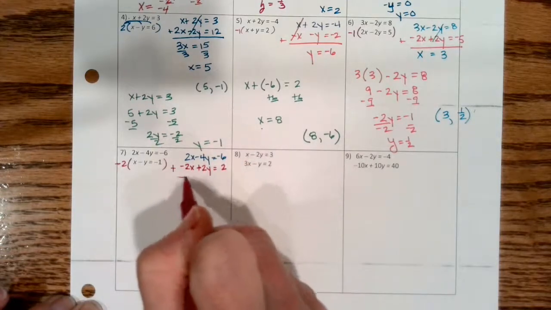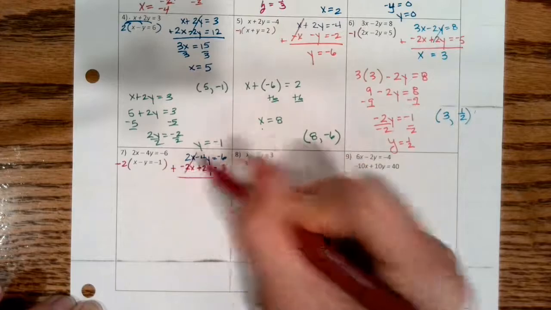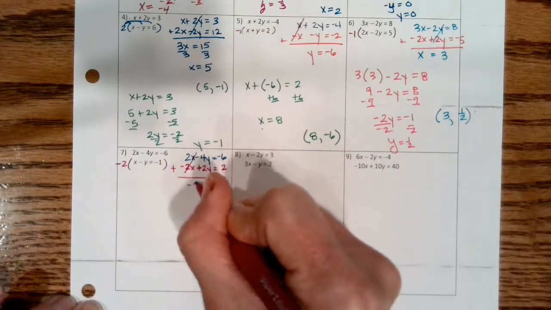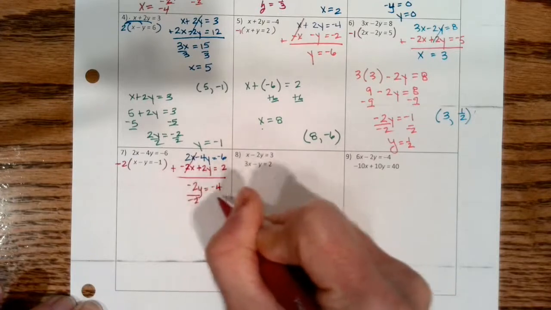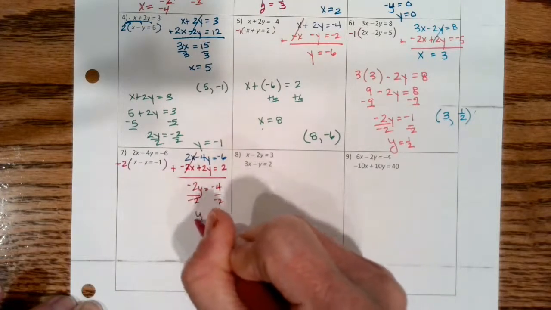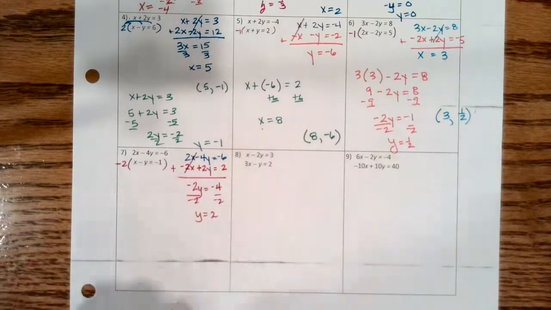Careful of all those signs in there. Here's my zero pair. Minus 2y is equal to negative 4. Divide by negative 2. Divide by negative 2. y is equal to positive 2.